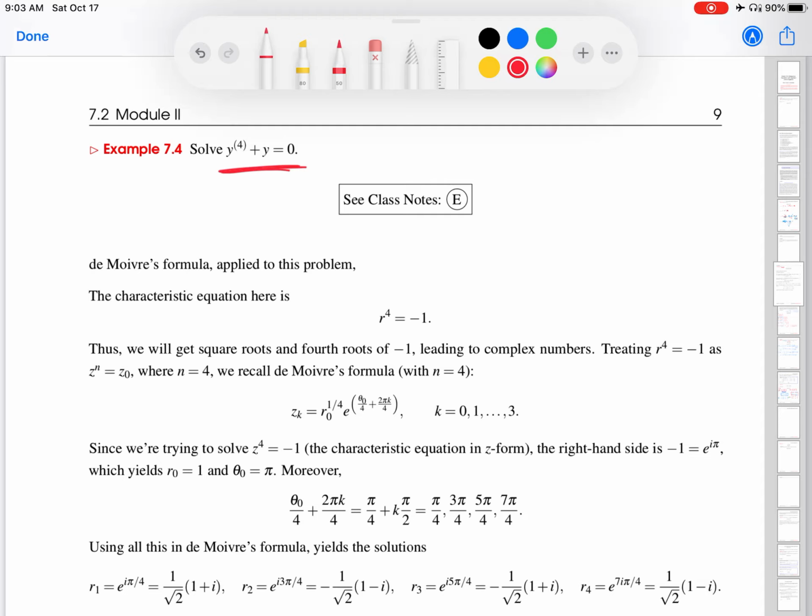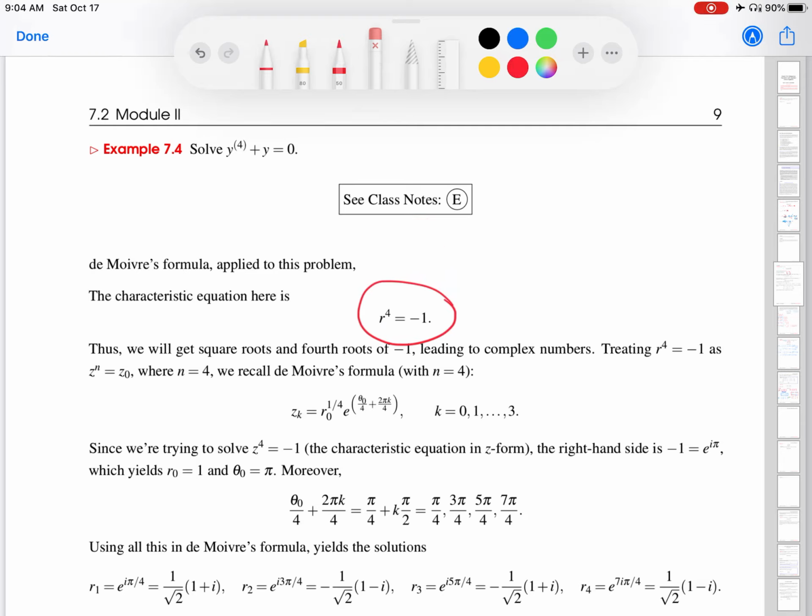So I've typed out a lot of the stuff here just to save us some writing and some processing time, especially after the last video, which I know was a lot to swallow. So what do we do, right? First of all, this is a constant coefficient, nth order ODE. So the characteristic equation is r to the fourth plus 1 equals 0, which if I move over the negative 1 gives me the equation down here.